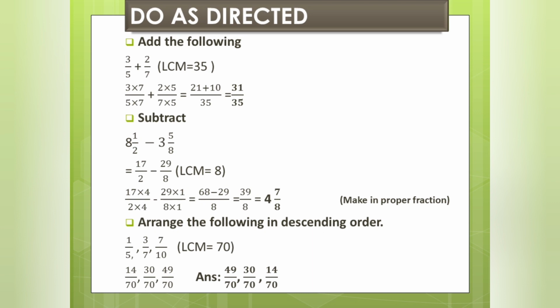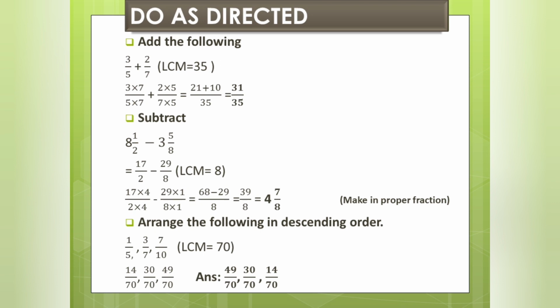14 5s are 70, and so the numerator 1 is also multiplied by 14. So we'll get 14 upon 70. The next fraction is 3 upon 7. How many 7s are 70? 7 10s are 70. So we have to multiply 3 also by 10. 3 10s are 30. The third fraction is 7 upon 10.